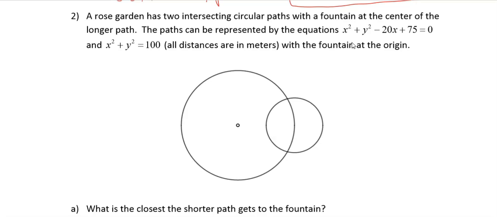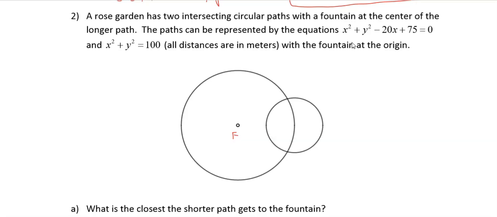It says, a rose garden has 2 intersecting circular paths. All right, so I'm assuming that those 2 circles are like an aerial view of some paths that you're looking at, with a fountain at the center of the longer path. All right, so I guess that's my fountain right there. Not focus, that's F for fountain. These are 2 circles, you see, right? Circles don't have a focus.